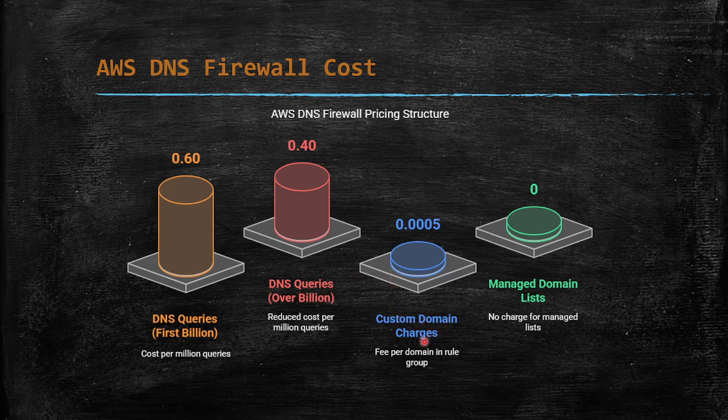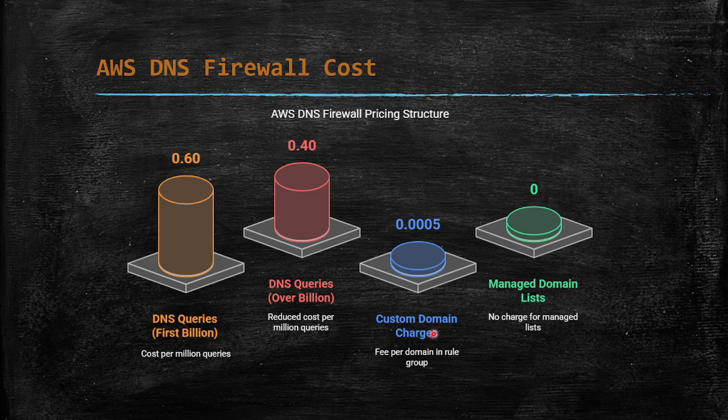Custom domain charges: it's free per domain in a rule group. If you use a custom domain list where you maintain all your lists to block domains, for example if you want to block Facebook, WhatsApp, or any domain name that you don't want your network to use, it costs around $0.0005 for each group, and it's cheap.